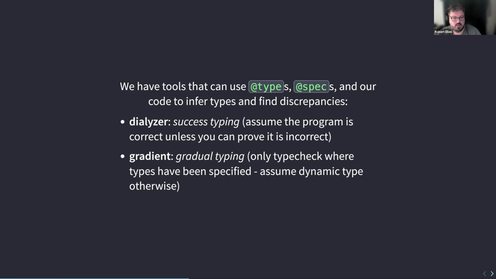Gradient is a form of gradual typing. It will only check where types have been annotated. Otherwise, it assumes a dynamic type. A bit like what TypeScript used to be, I would say, at a very high level. The TypeScript type system has probably evolved a bit more than that, and it involves other things as well. But they're the two main tools that we had outside of the compiler.